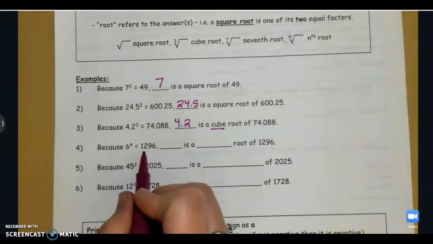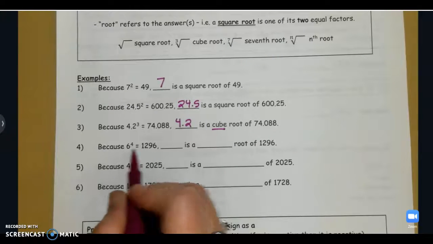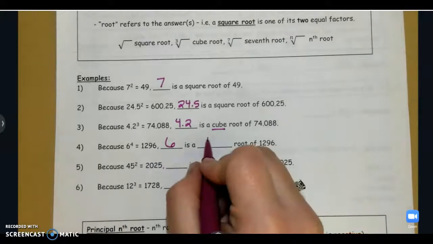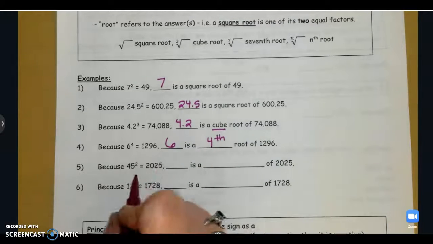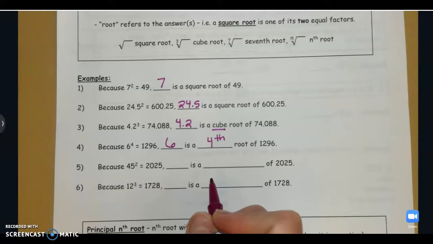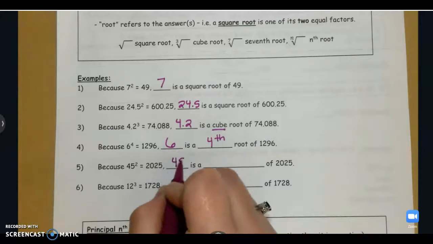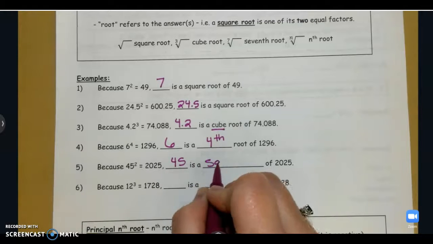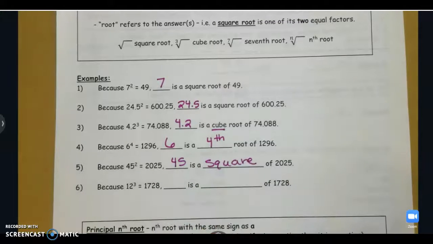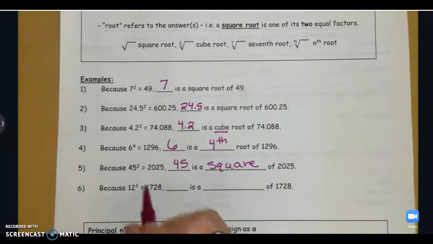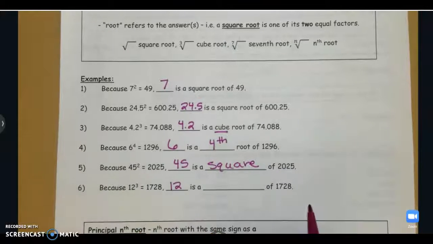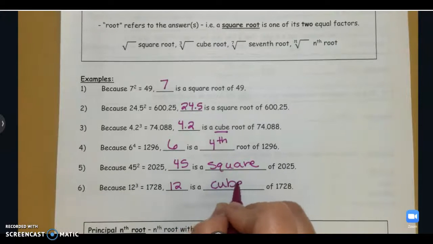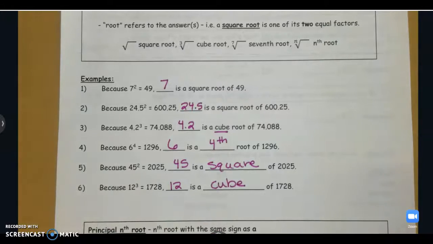6 to the fourth is 1,296. So that means that 6 would be a fourth root of 1,296. 45 squared is 2,025, so 45 is a square root of 2,025. 12 to the third power is 1,728, so that means that 12 is a cube root of 1,728.